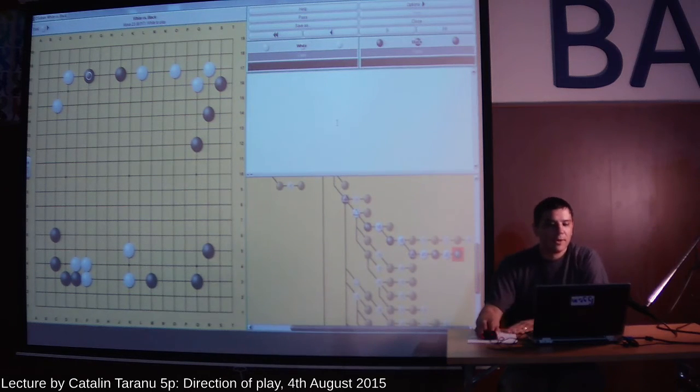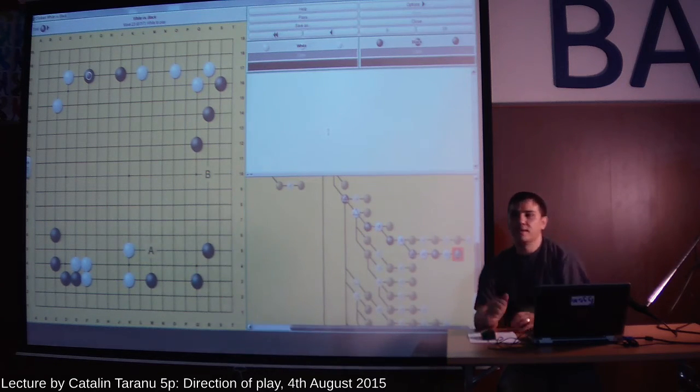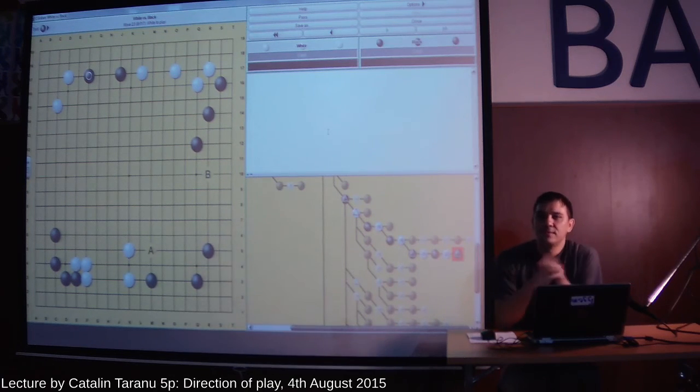M5 is a beautiful point. This we guessed already. Other nice points we have on the board. Don't forget we are still in Fuseki, closing on Fuseki and on the transit towards the middle game. So A and B are both beautiful points.